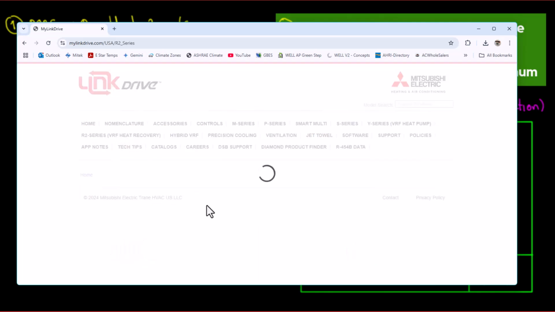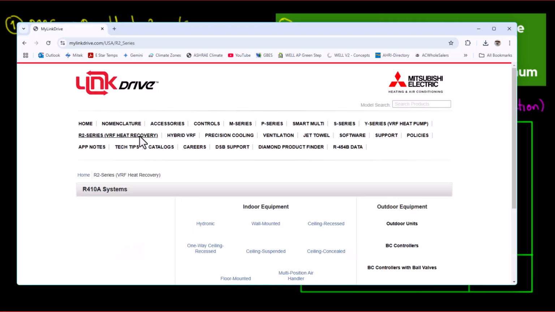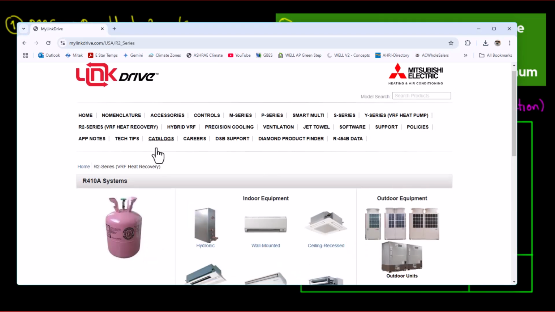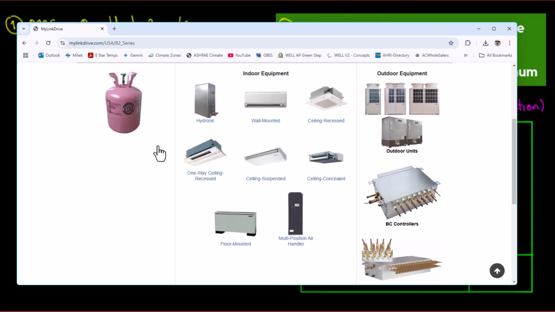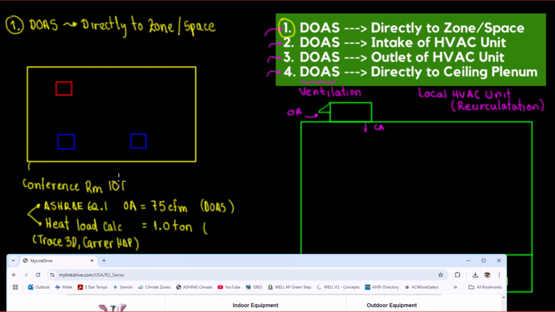So this is just for the sake of showing you the options. Let's do this again. Go VRF heat recovery. So these are my options. What we're talking about is this location, part 2. So in a conference room, I need to provide outside air. Okay, DOAS is taking care of that. The heat load calculation tells me that I need to provide 1 ton of AC or heating.